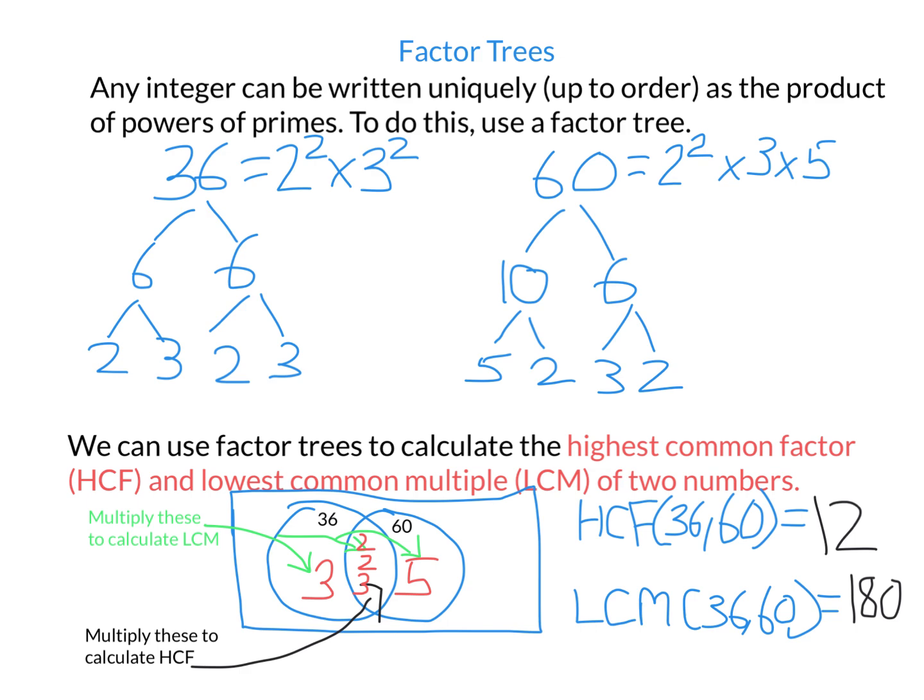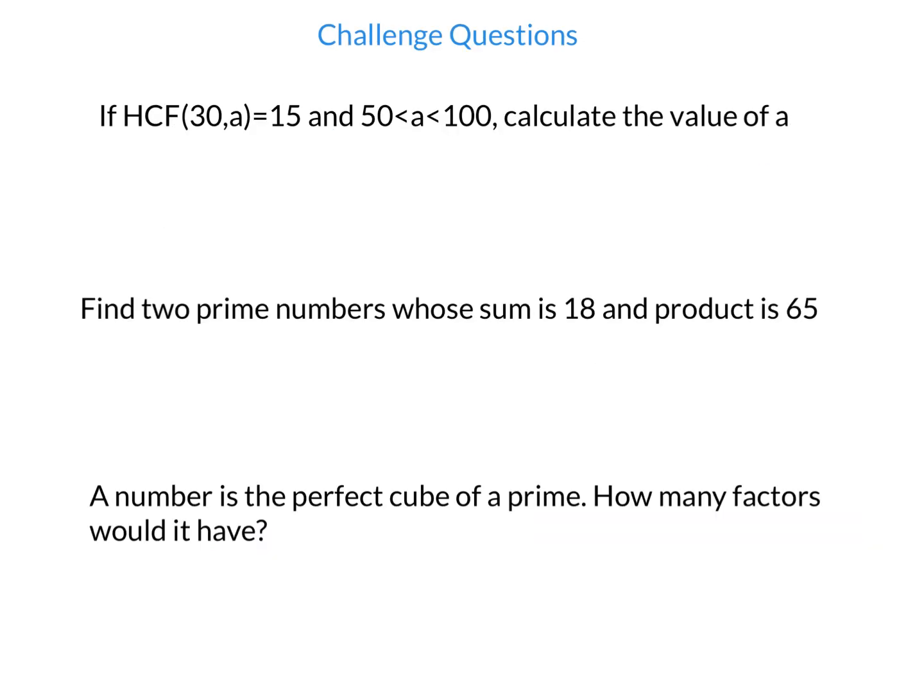All right, let's now look at a few harder questions. So let's try this first challenge question here. The highest common factor of 30 and 8 is 15.